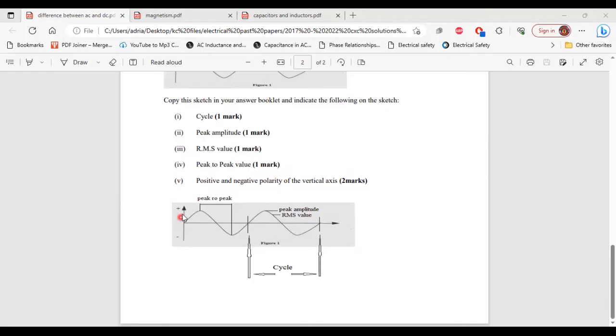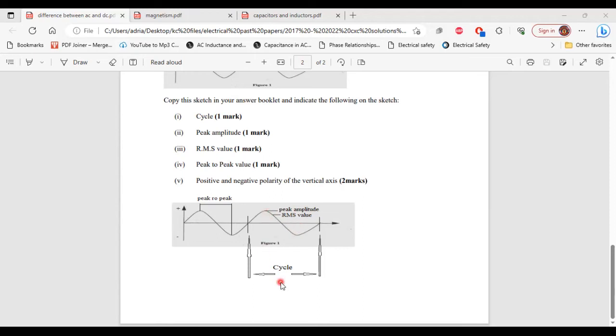All right, so first up, here is the positive polarity and the negative polarity of the vertical axis. Peak to peak is the maximum point in the positive half cycle to the maximum point on the negative half cycle, which is from this point to this point here. So that's peak to peak. The RMS value falls just a little below the maximum point on the waveform, just about right here. And the peak amplitude is basically the maximum point on the waveform, whether in the negative half cycle or positive half cycle.